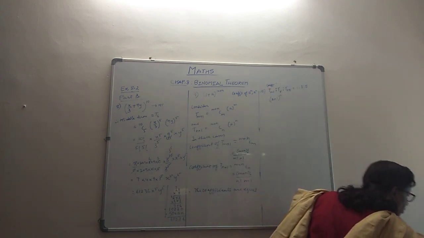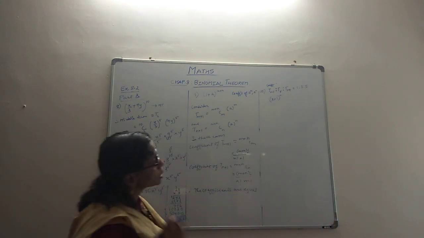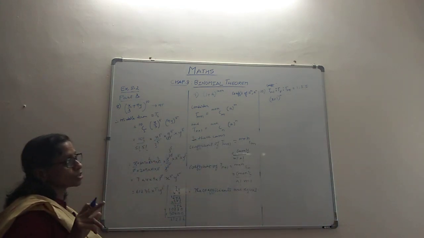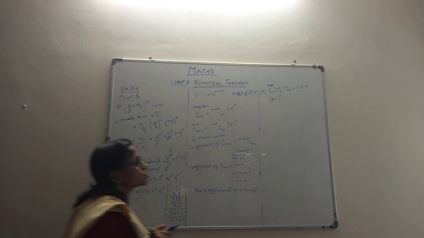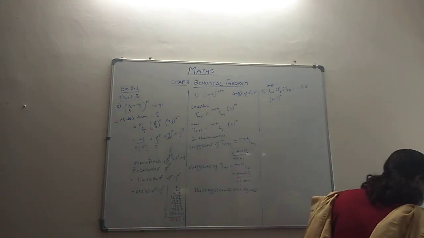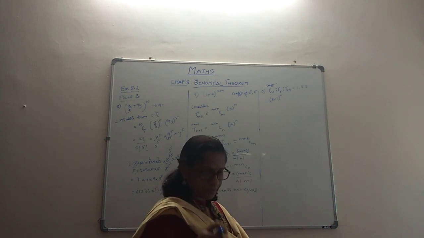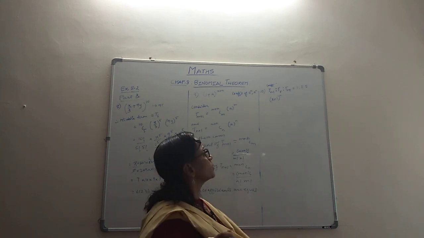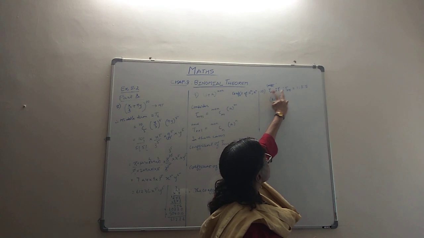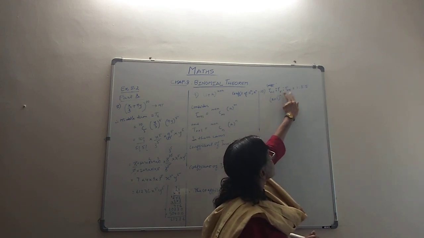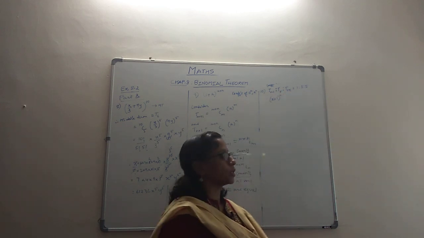Let's check. The coefficients of t_(r-1), t_r, t_(r+1) are in the ratio 1 is to 3 is to 5. We are supposed to find n and r. Now, a triple ratio is no problem. We can split it into two ratios, and then work it out.